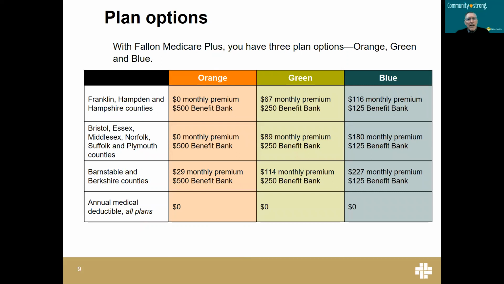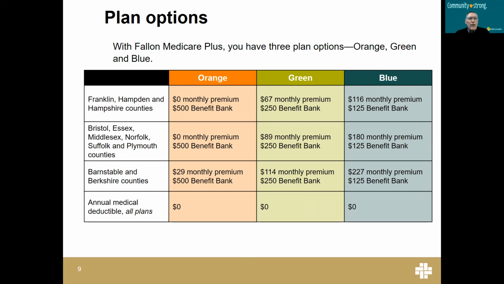Now, with Fallon Medicare Plus, you have a choice of three plan options: orange, green, and blue. So it doesn't matter where you live in the state, if you're enrolled in the Fallon Medicare Plus HMO plan, the plan options are the same. It's the county that determines what your coverage is going to be.